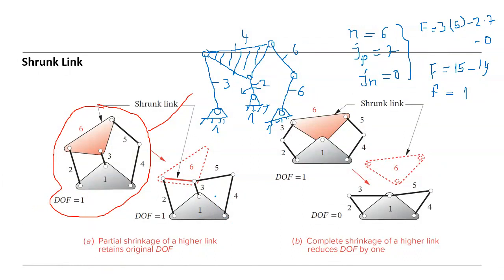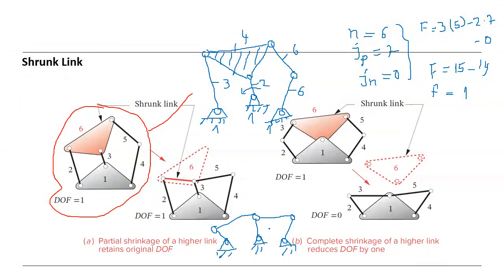So for this one, for example, we can use again the mechanism. So we have here three grounded revolute joints. Then we have here one, this one, and then here we have this one, and here we have also this. So that means this mechanism reflects this kinematic chain. So it also has 1 degree of freedom.